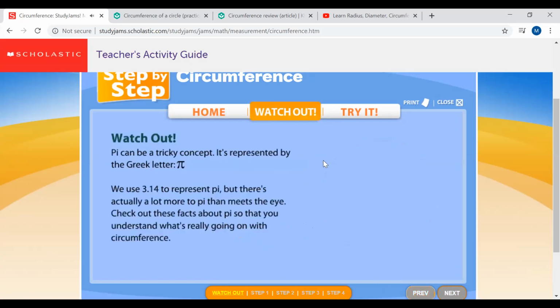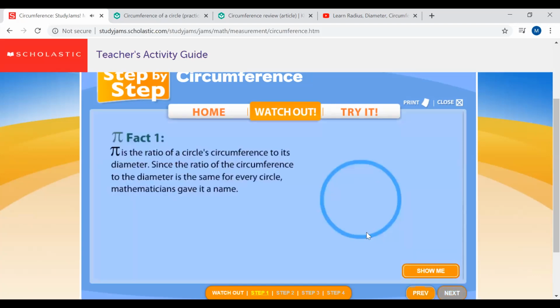Pi can be a tricky concept. It's represented by the Greek letter pi. We use 3.14 to represent pi, but there's actually a lot more to pi than meets the eye. Check out these facts about pi so that you can understand what's really going on with circumference. Pi is the ratio of a circle's circumference to its diameter. Since the ratio of the circumference to the diameter is the same for every circle, mathematicians give it a name. If the diameter of a circle is 1, its circumference is pi.